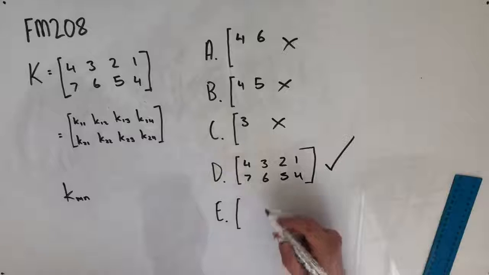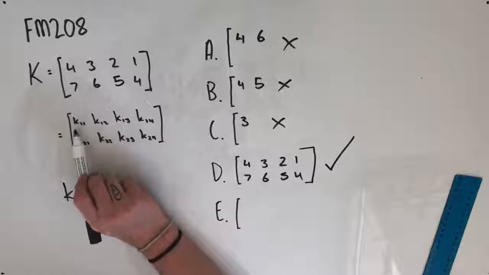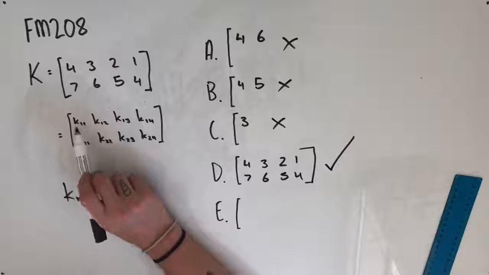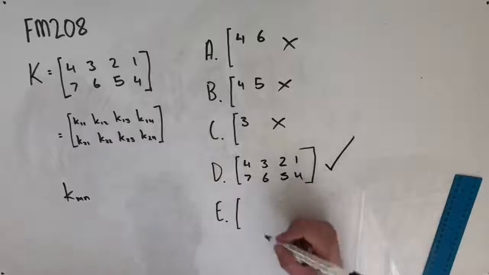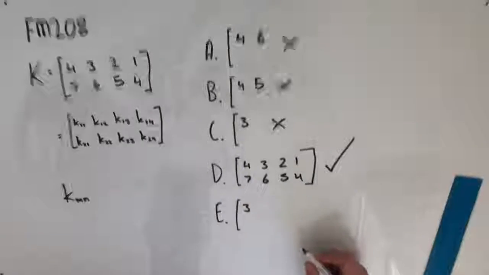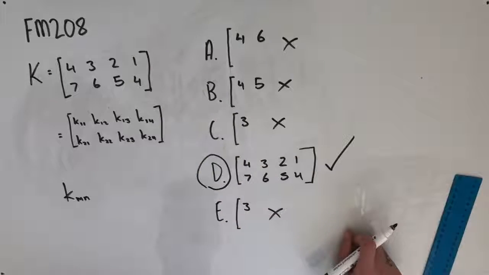So E has 3m minus n plus 1, once again starting at the first row, first column element. 3 times 1 is 3, minus 1 takes us down to 2, plus 1 again gives us 3. This is incorrect. D is our correct answer.